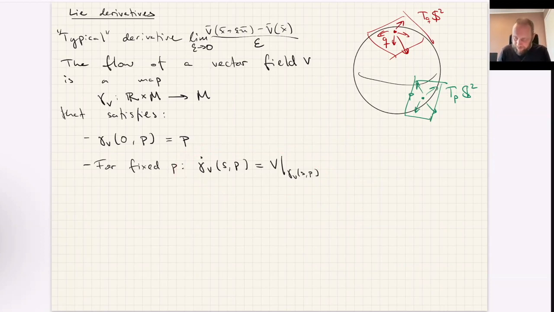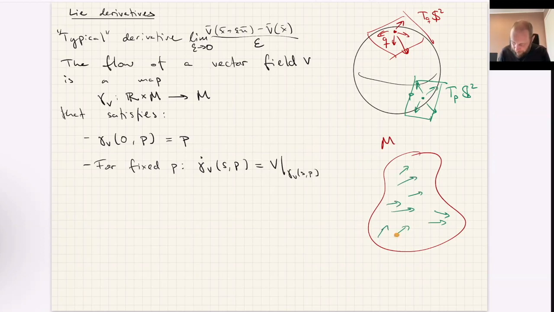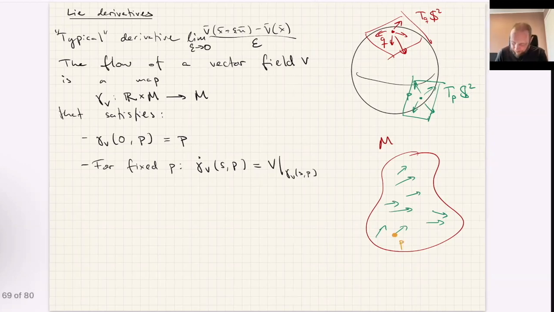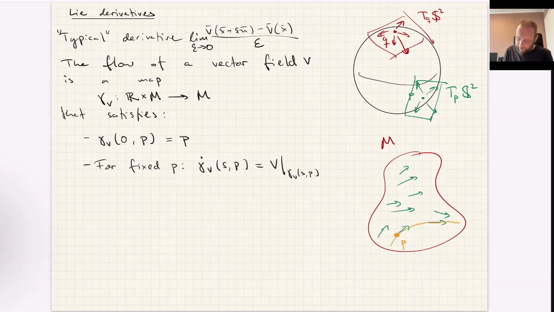So you can imagine here, if I have just draw generally M, I draw some vector field. Let's not draw too many arrows. So if I take a point P, then the flow here is a curve that at each point along P has the vector field V as its tangent. Okay, and I can choose different points here. I can choose Q, for example, and I will get another curve, but that curve still has the vector field V as the tangent. Okay, so this is called the flow of V.